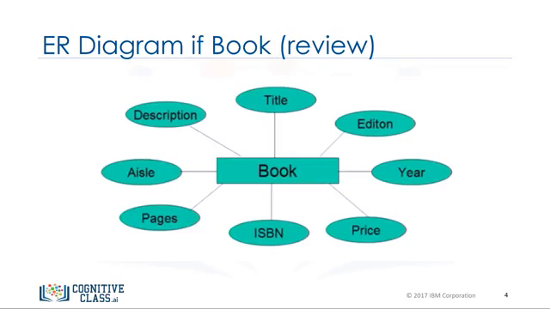An entity relationship diagram, or ER diagram, for the entity book would look like this. The entity book is drawn as a rectangle, and the attributes are drawn as ovals. Attributes are certain properties of that entity. For example, title, edition, year, price, etc. Attributes are connected to exactly one entity.